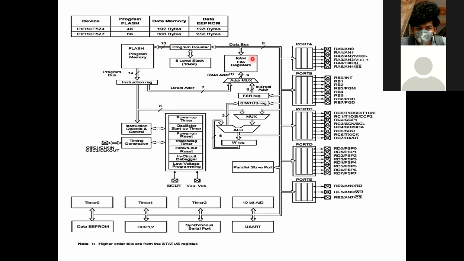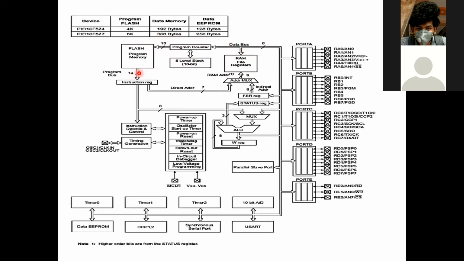Okay, the next one is, we all know the length of the data bus is 8-bit only. It's an 8-level stack that is also specified. An 8-level deep stack is there. And in the RAM, we all know all the general purpose and special function registers will be in the RAM only. So this is my data bus and this is my address bus.